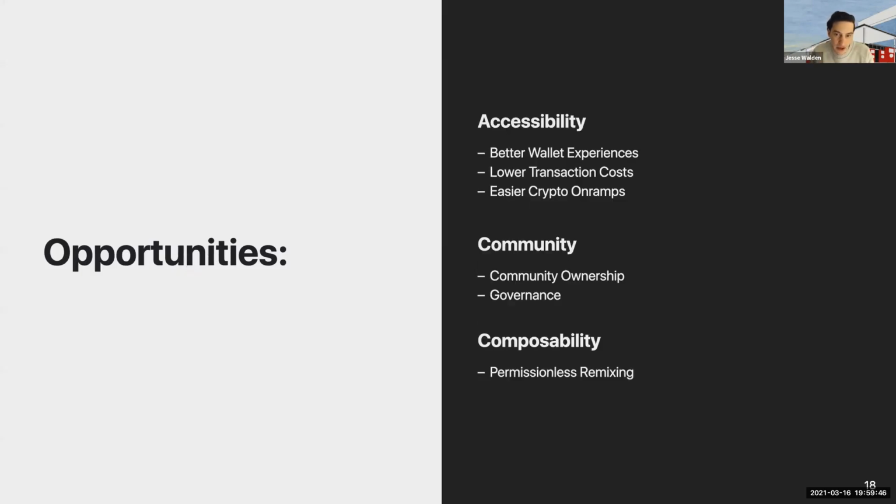And then quickly on opportunities, touched on all this a little bit already, but yeah, more accessibility. We need to figure out ways to build better experiences that are built for this new cohort of users coming into the space.